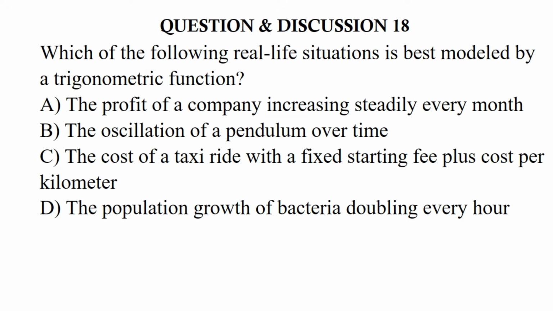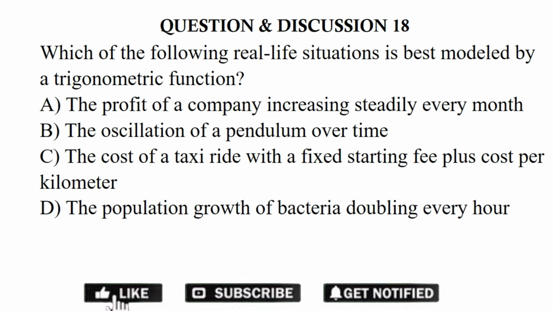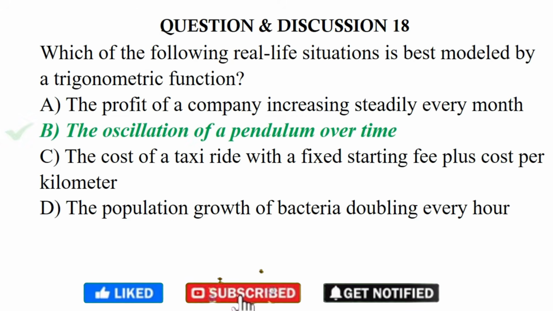Profit increasing steadily is linear, not periodic. Taxi ride cost increases with distance, which is linear with a fixed start. Bacterial growth doubling is exponential, not cyclic. On the other hand, a pendulum swings back and forth in a repeating motion over time, showing oscillation, which matches a trigonometric function.